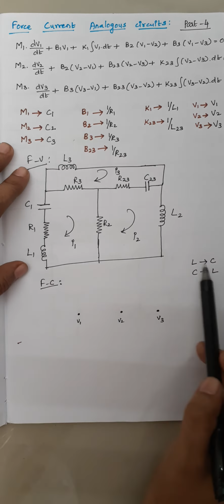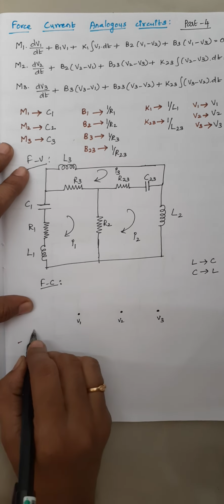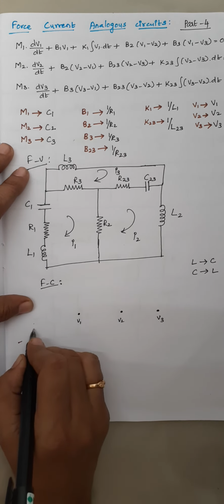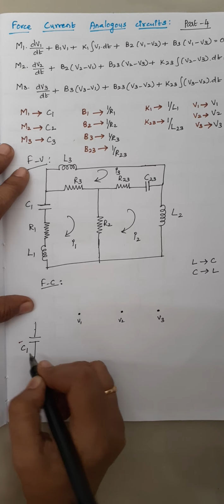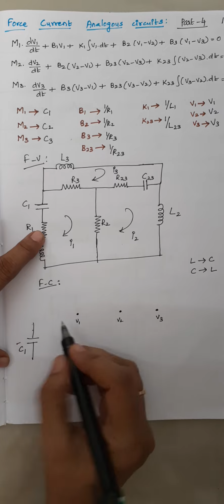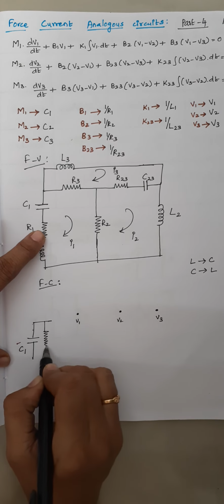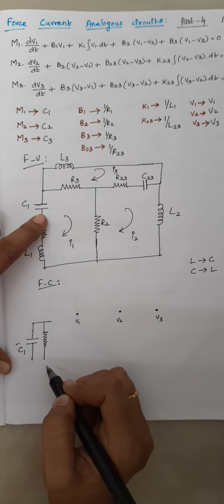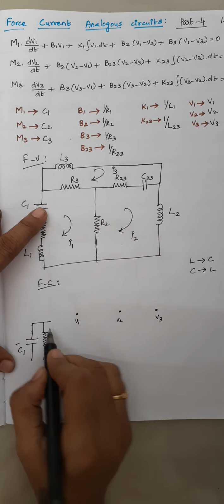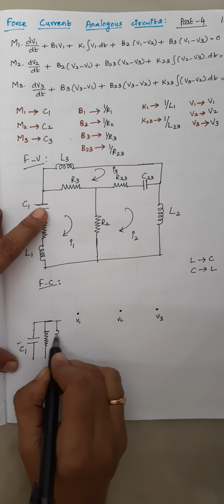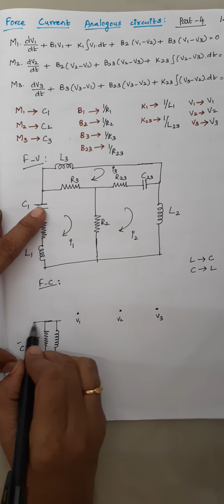As I already said, this inductor should be replaced by a capacitor, so first I am drawing a capacitor here, capacitor C1. Next I have a resistor. The resistor remains as such, no change, so just draw a resistor like this. Next we have a capacitor, and this capacitor should be replaced by an inductor, so just draw an inductor in parallel, right?